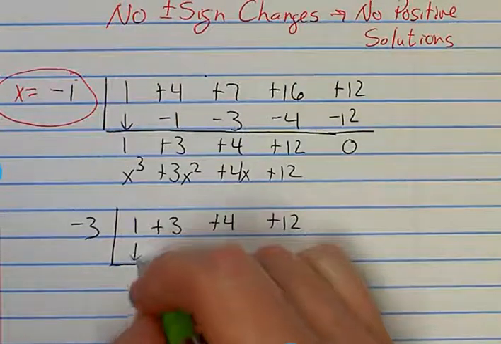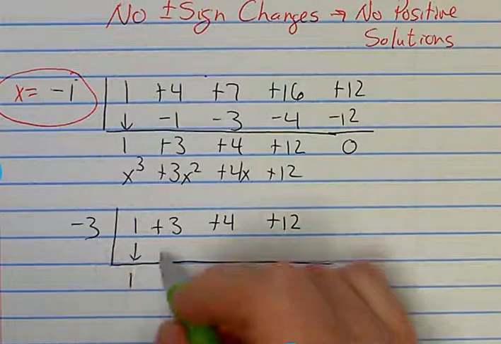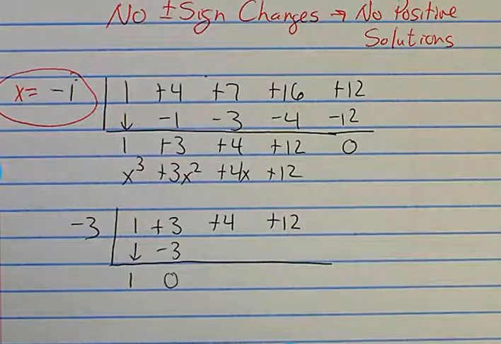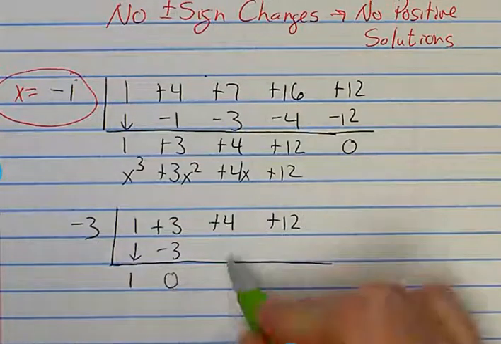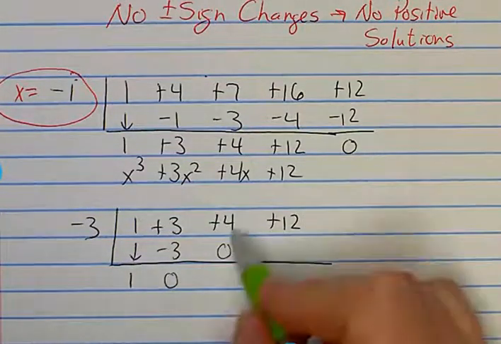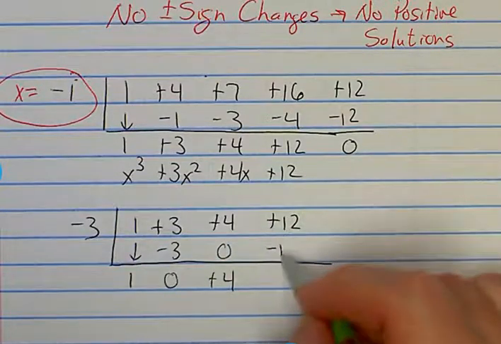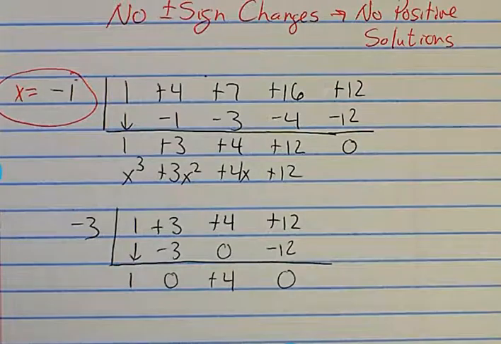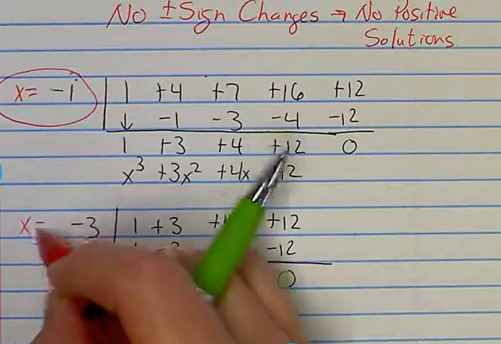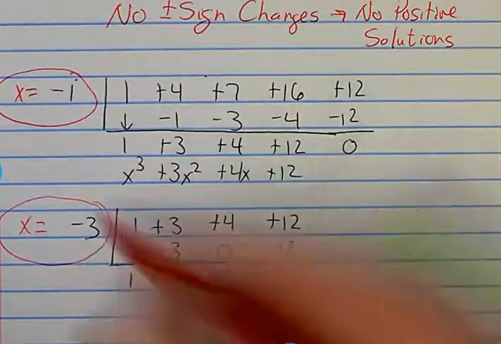All right, if we do that, bring down the first number. Negative 3 times 1 is negative 3. That's a 0 term. Negative 3 times 0 is 0. 4 plus 0 is 4. Negative 3 times 4 is negative 12. That becomes 0. Okay, so now we have two solutions.